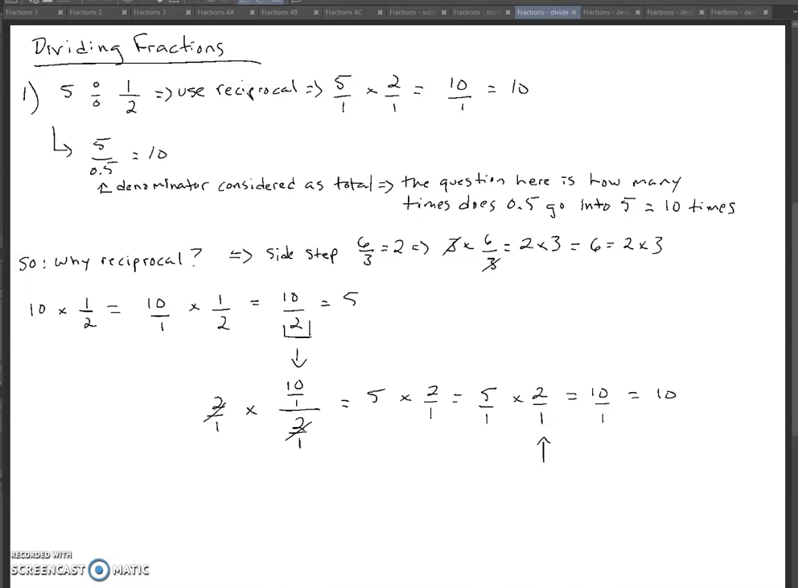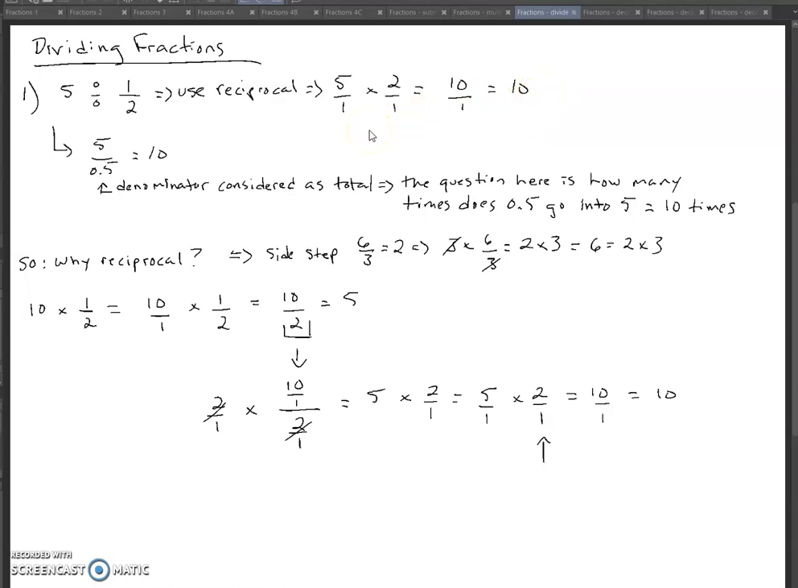Okay, let's do some fractions. So they tell us to use the reciprocal method for fractions. Same like multiplying, only what we're going to do is flip this fraction over. So 5 divided by 1/2, we're going to flip this over. 5 times 2 equals 10 over 1 equals 10.